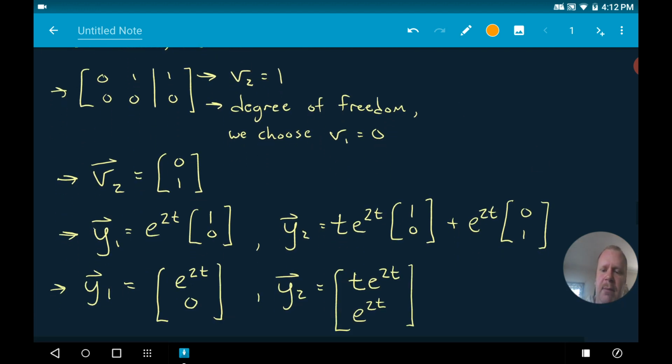So I'm going to write these as vectors. It's good to keep in mind that y1 vector and y2 vector overall, those are vectors, right? They're just, in this case, 2 rows, 1 column. So this first one, if I multiply it out, is e to the 2t and 0. And if I multiply this one out, I get t e to the 2t, and then 0 down here, and e to the 2t times 0, so nothing gets added to this one, but e to the 2t is down at the bottom here.